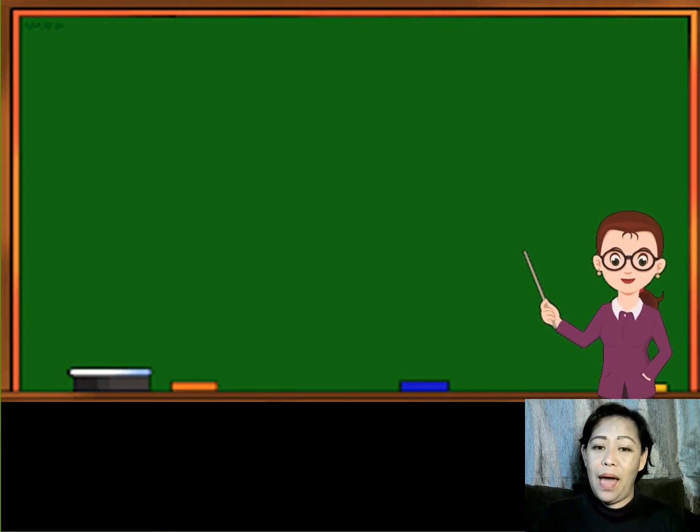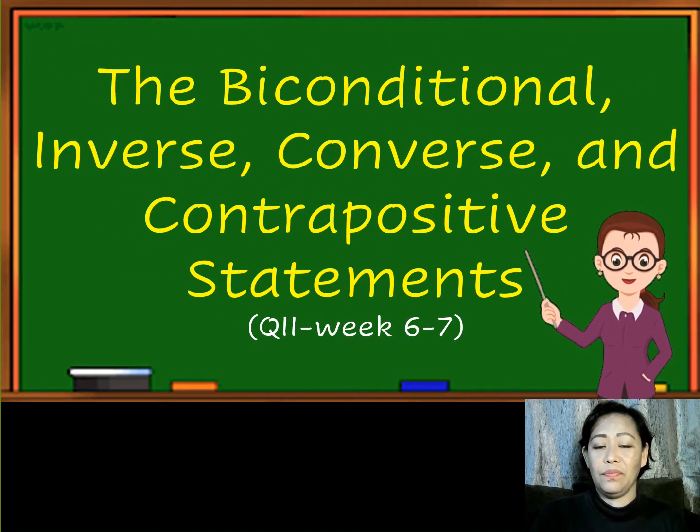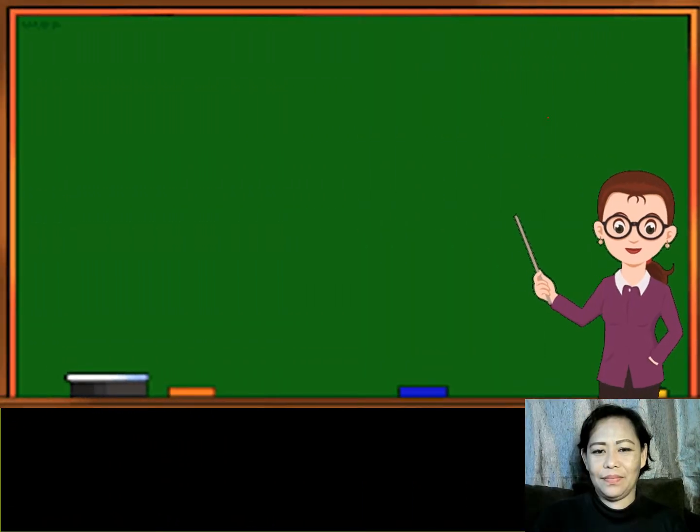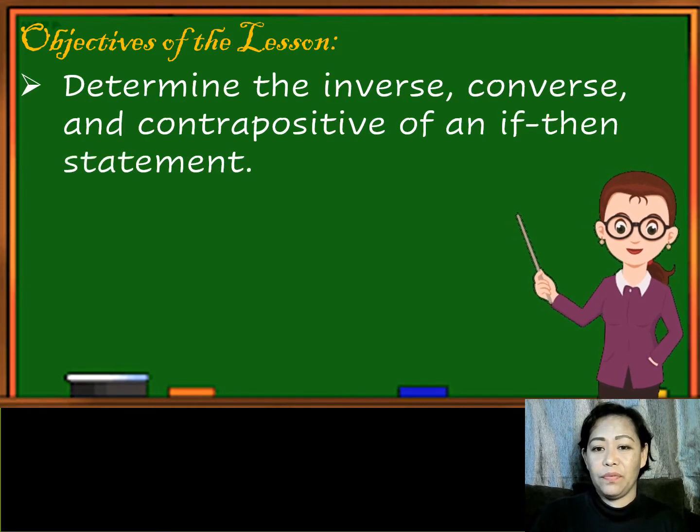Today, we will be having a new lesson which is about the other kinds of conditional statements. The biconditional, inverse, converse, and contrapositive statements. And in this lesson, you are expected to determine the inverse, converse, and contrapositive of an if-then statement. Recall that the if-then statement is the conditional statement that you have learned in our previous lesson.